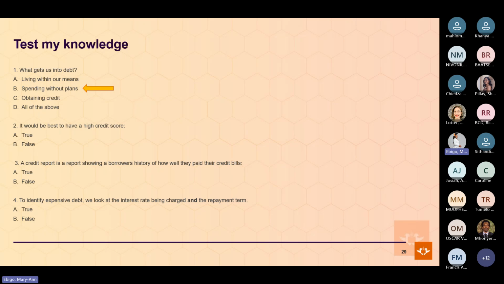And then the next question is, it would be best to have a high credit score. True or false? That's true. The higher your credit score, the less risky you are when it comes to your creditworthiness. 3, a credit report is a report showing a borrower's history of how well they paid their credit bills. That is true. 4, to identify expensive debt, we look at the interest rate being charged and the repayment term. That is false. We only look at the interest rate, not the repayment term. The interest rate will give an indication of which debt is the most expensive.